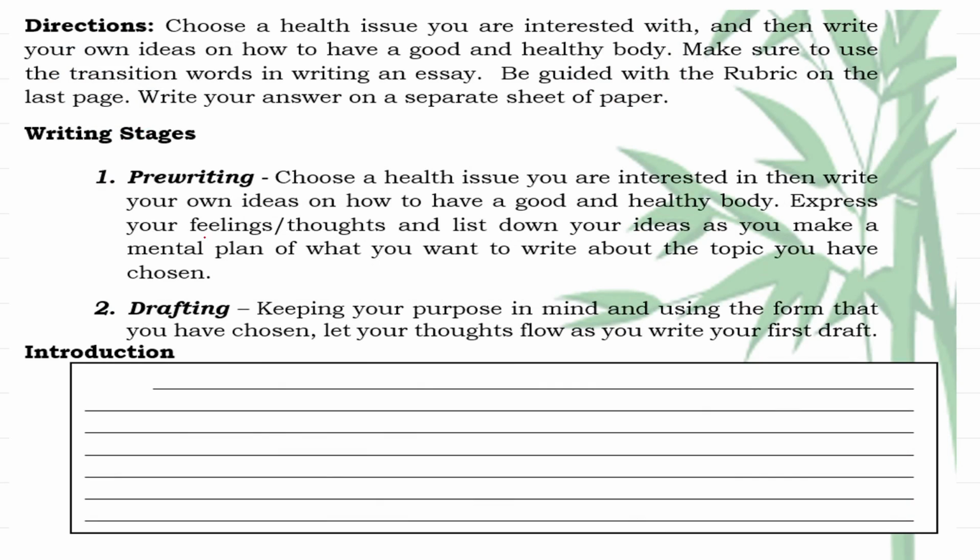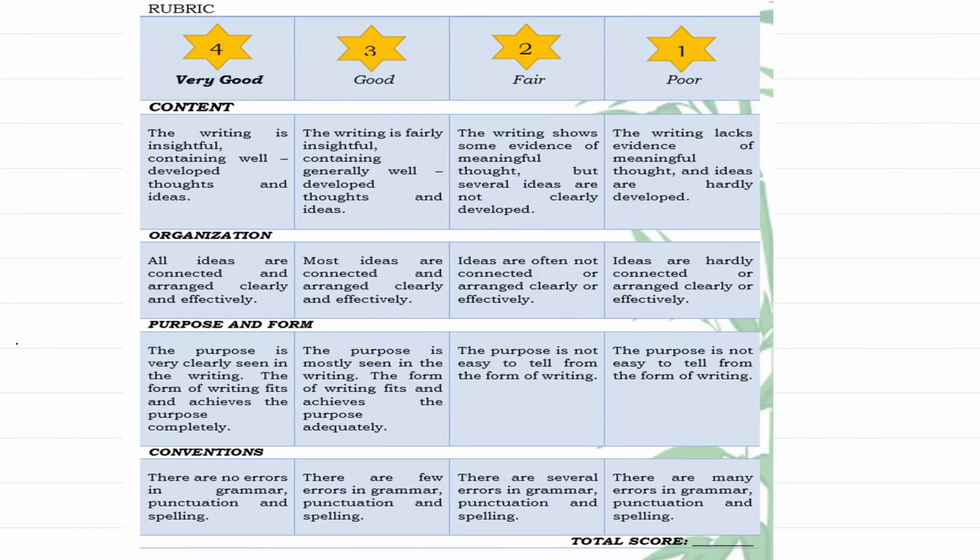Observe these things. Directions: choose a health issue you are interested in and then write your own ideas on how to have a good and healthy body. Make sure to use the transition words in writing an essay and write your own answers on a separate sheet of paper. Have this rubric for you to get very good. Read the content, organization, purpose, form, and conventions. Of course, we have also good, fair, and poor. So I hope that you'll read this. You can pause this video if you want to be guided by this rubric.